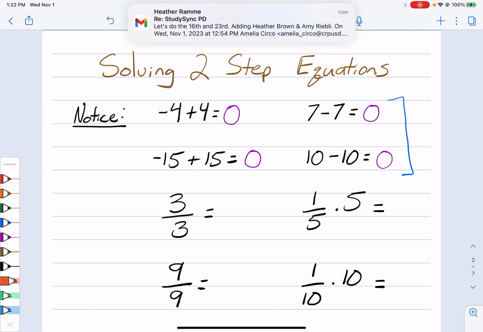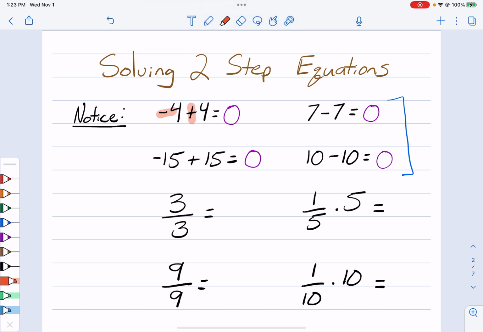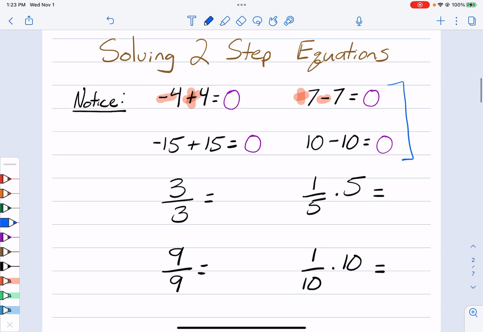If you'll notice, one of them has a minus, one of them has a plus. This is a positive number if there's no sign in front of it, and a negative, and so on. If we look at the rest of them, while this does look like a fraction, it is also division. They are interchangeable. So you can think of them as 3/3 or just 3 divided by 3. Anything divided by itself is 1.